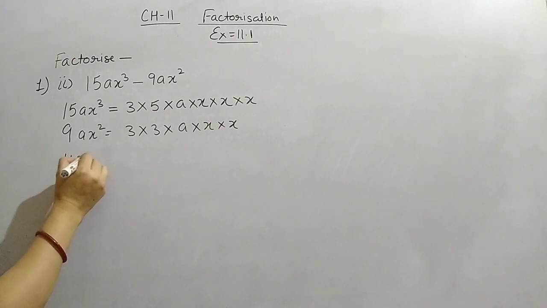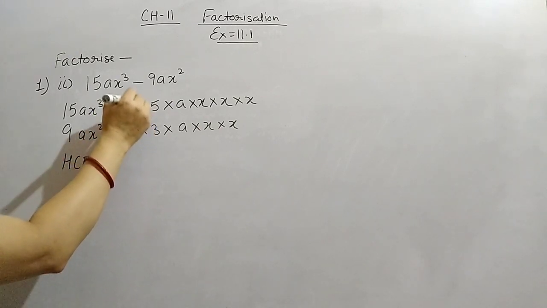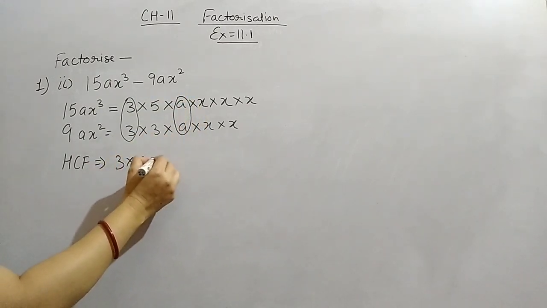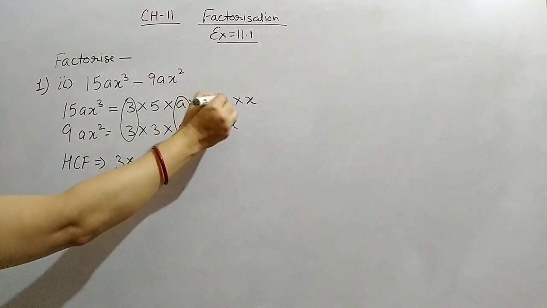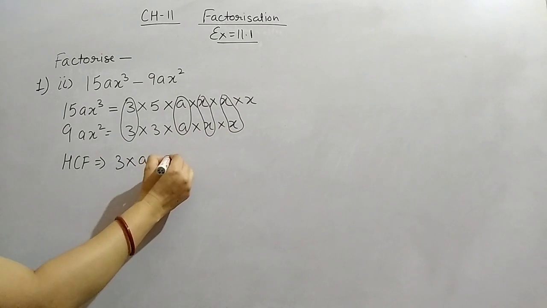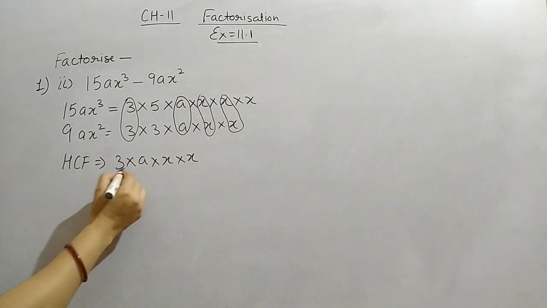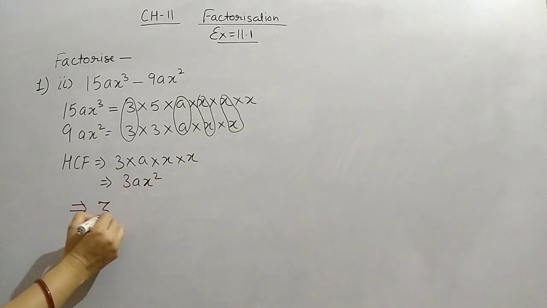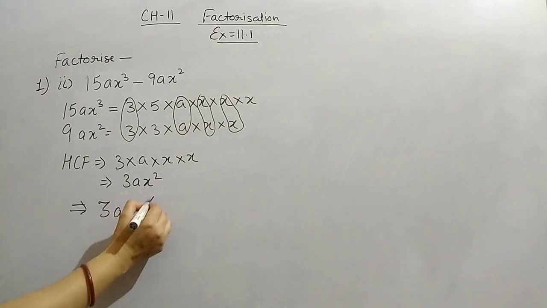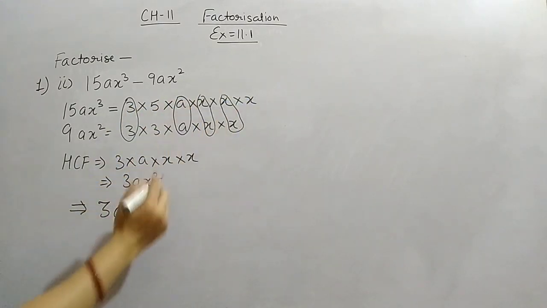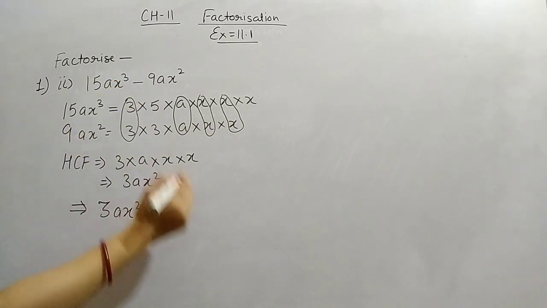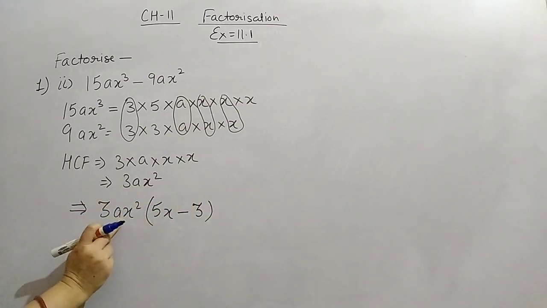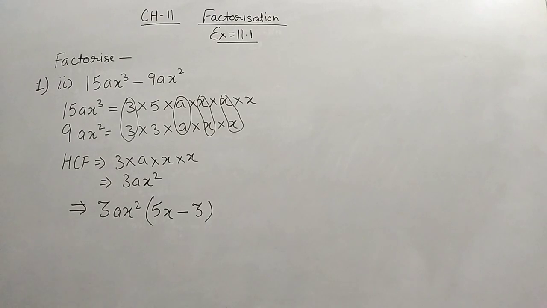After this we will take the HCF. So one 3 we will get here. After this one a, then one x and one more x. So HCF we have 3ax square. So the factors will be 3ax square is common here. Then from the first term 5 and x is left over, 5x. In between we have a minus symbol. From the second term we have only 3. So 3ax square in bracket 5x minus 3.